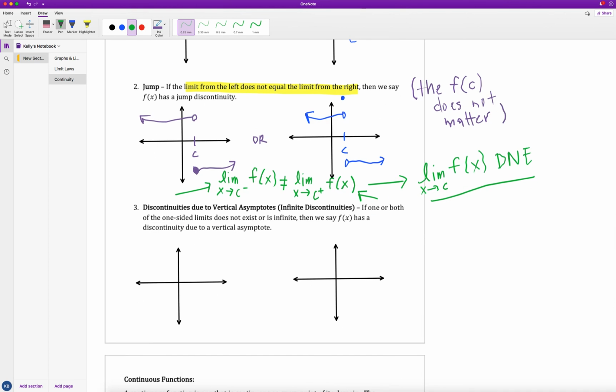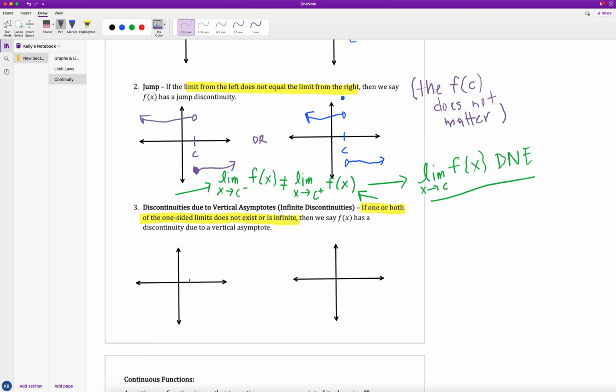The last type of discontinuity that we are going to talk about is called a discontinuity due to a vertical asymptote or an infinite discontinuity. And this happens if one or both of the one-sided limits does not exist or is infinite. So I'm going to go ahead and highlight that for us. So this happens if one or both of the one-sided limits do not exist or they are infinite. And we then say that f of x has a discontinuity due to a vertical asymptote.